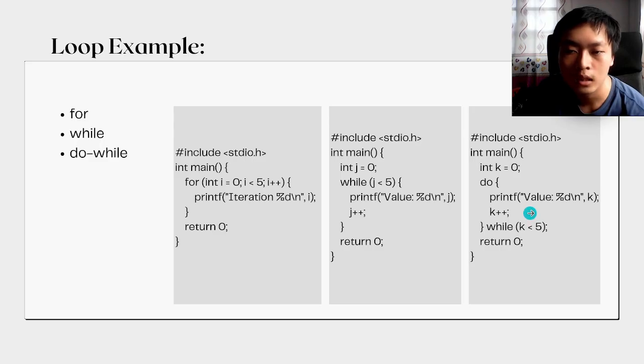And another one is the do while loop. The do while loop will do first before the condition, and the condition is checked at the last while. If it fits the condition at the while, it will keep looping. If not, it will end directly.